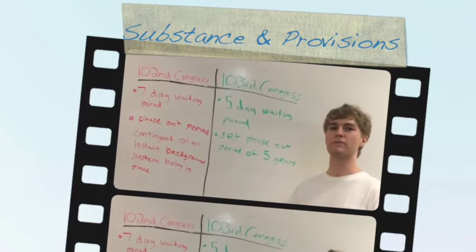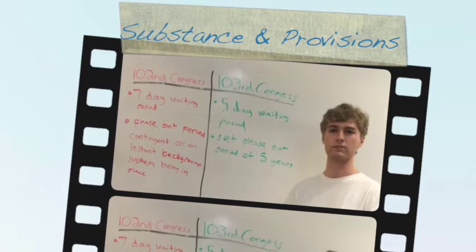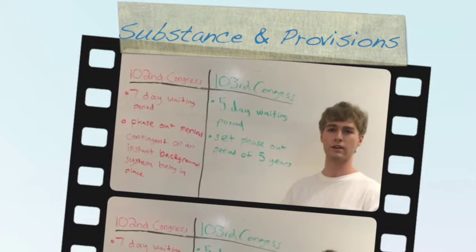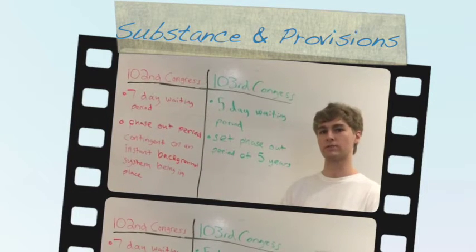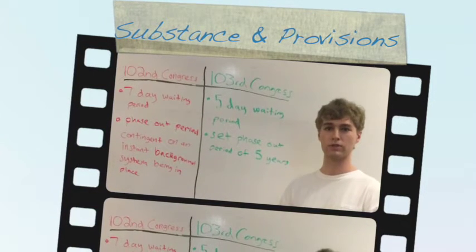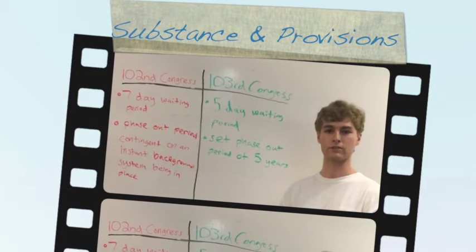Here you can see where provisions of the bill were altered to address filibustering Republicans' concerns of a long waiting period and not having a set phase-out period. The waiting period was shortened from 7 to 5 days, and the phase-out period was set at 5 years instead of being contingent on the instant background check system.